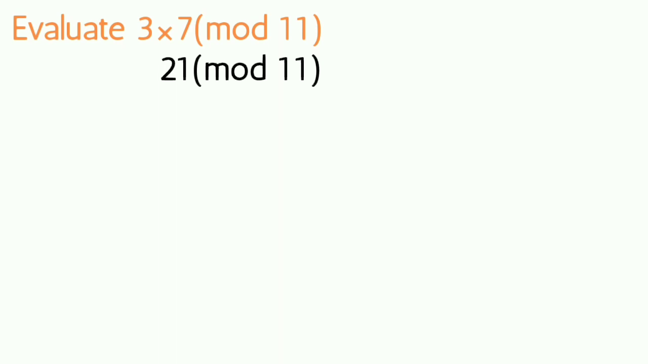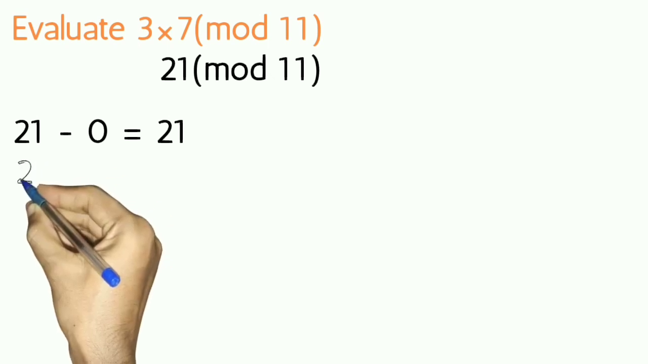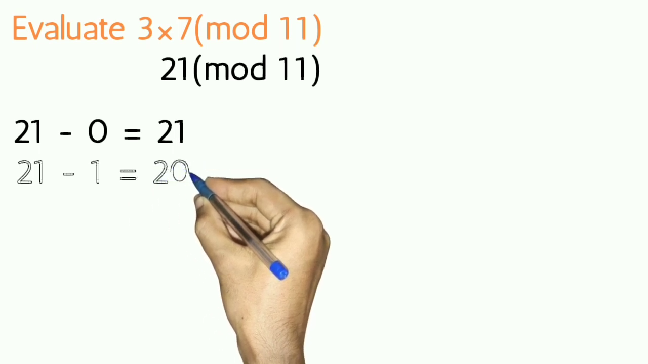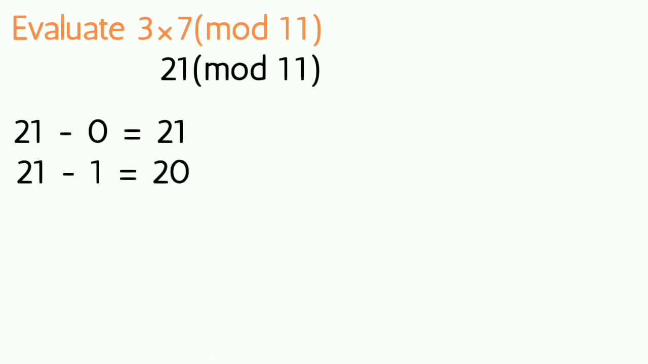Let's try 0. 21 minus 0 is equal to 21. 21 is not divisible by 11. So 0 is not the answer. Next, how about 1? 21 minus 1 is equal to 20. 20 is not divisible by 11. So 1 is not the answer. 2, 3, 4, 5, 6, 7, 8, and 9 are not also answers.